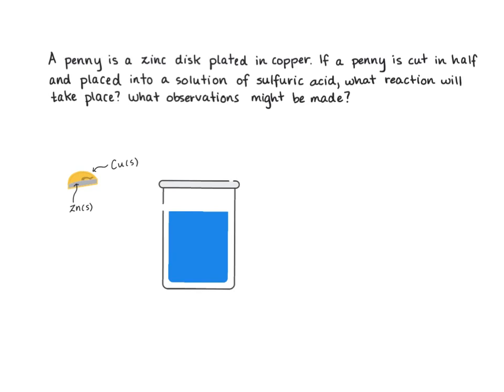So in this diagram that you can see, we have our pennies cut in half, and we have a beaker of sulfuric acid. And so what we're going to be doing is taking this penny and popping it into this beaker.